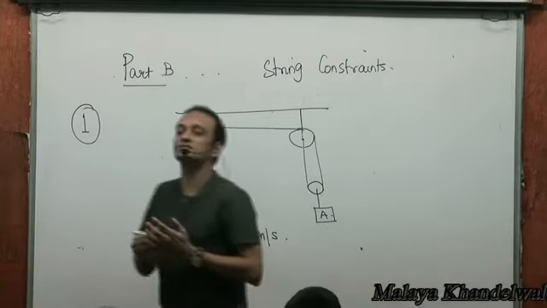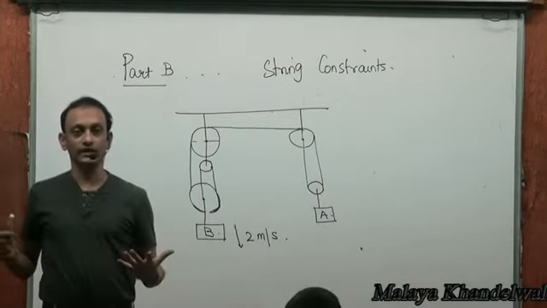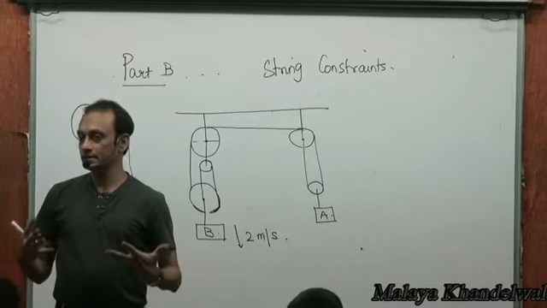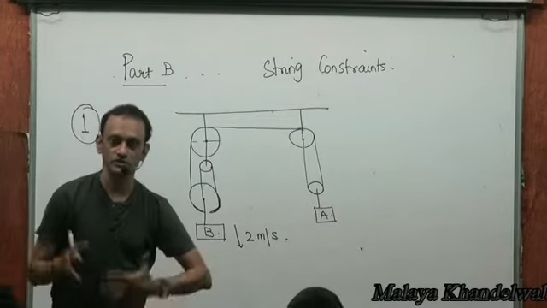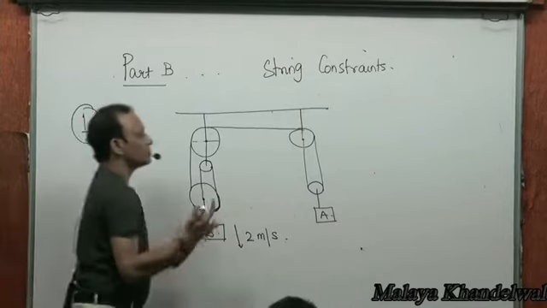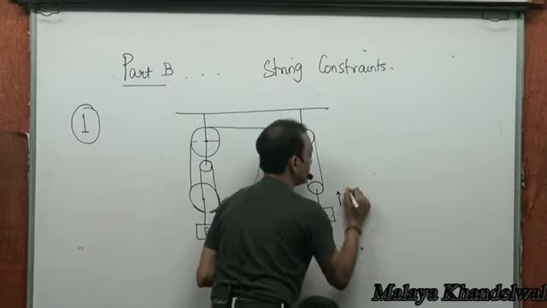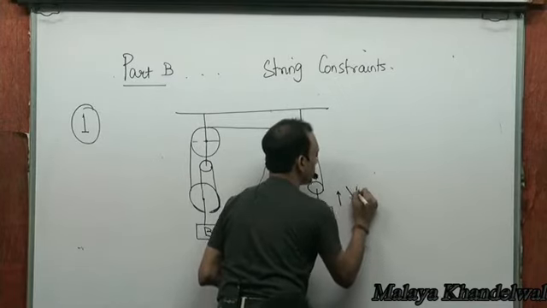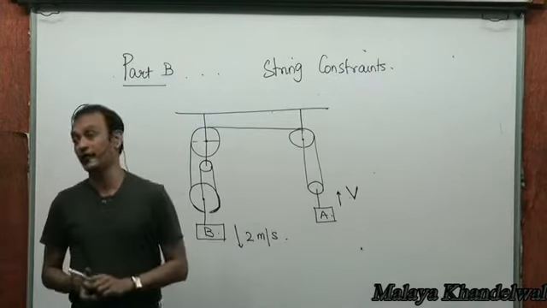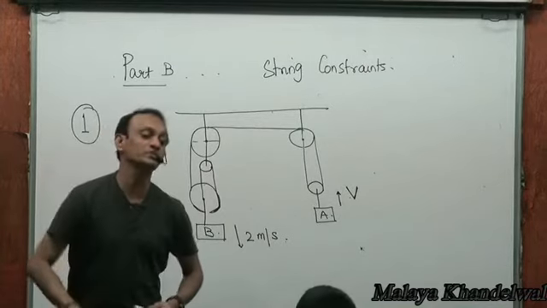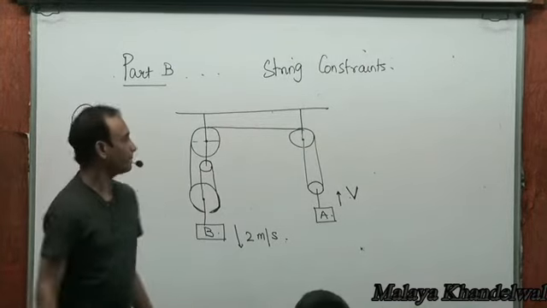Don't break your heads on the actual direction of the velocity of A. It'll come along with its sign, and that will reveal to you the actual direction of the velocity of A. So what's the harm in taking velocity of A to be, say, V like this, upwards? If V turns out to be negative on solving, that means it must be V downwards, right?